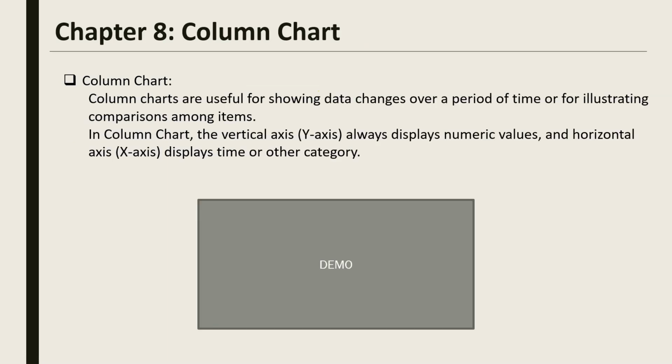Column chart. A column chart basically shows any data series over a period of time, and this can be used for comparison among them as well. In a column chart, the y-axis, that is the vertical axis, displays the numerical values, and the horizontal axis, that is the x-axis, displays the time series. Generally it is a time series, otherwise it can be other data as well. Let us understand the column chart by a simple example.